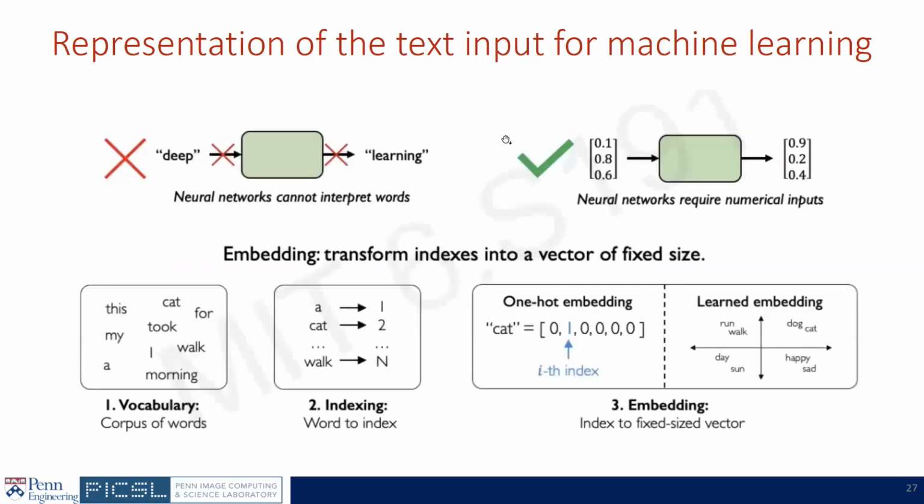So again, as I was saying, you just can't give words to your input network. You have to represent that into some kind of vector. This vector will be an input, and the corresponding vector for each of the representations will be the output, right? So there is some vector for deep, which is this particular vector, and learning has this particular vector. So those are our input and output, right?